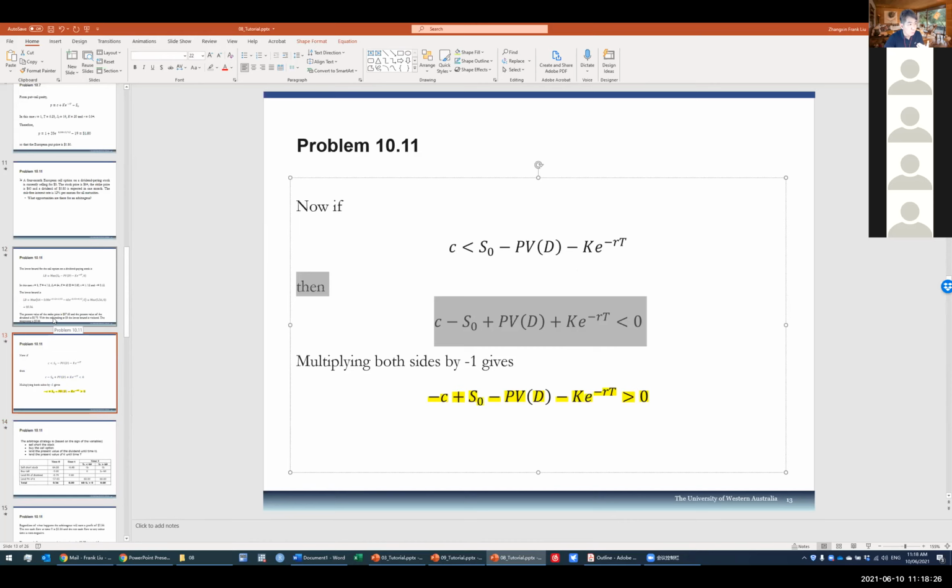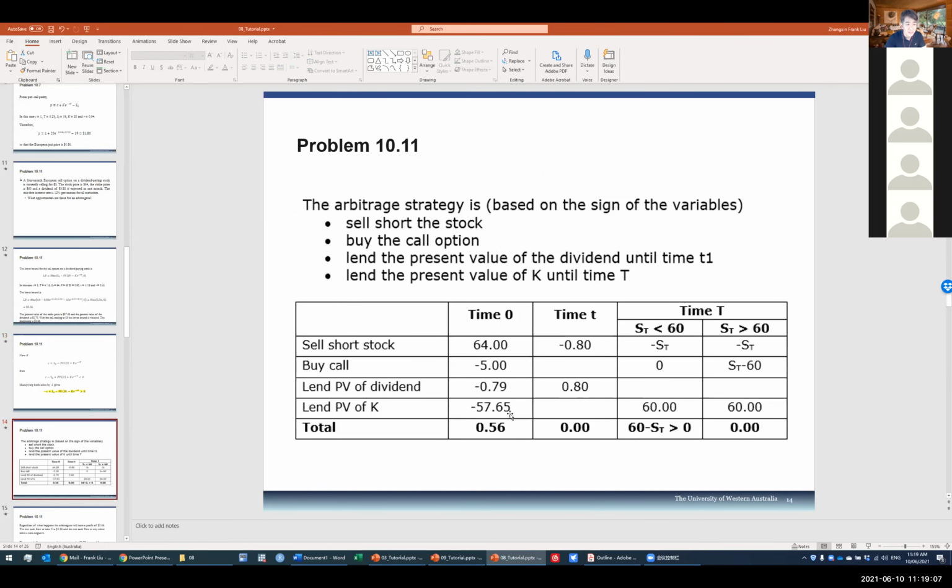Basically, what we observe is that C is less than the lower bound, right? Because C is supposed to be greater than that. But if C is lower than that, that means S0 minus PVD minus K minus RT minus C is greater than zero. This is just some people's preference of thinking: C is on the left-hand side, I move everything to the left-hand side, and then multiply by minus one so that it's greater than zero. It's important for you to work out greater than zero, because that tells you it's going to be arbitrage profit. If you do it the other way, you're going to result in an arbitrage loss, because if you do everything opposite, you run into the opposite scenario.